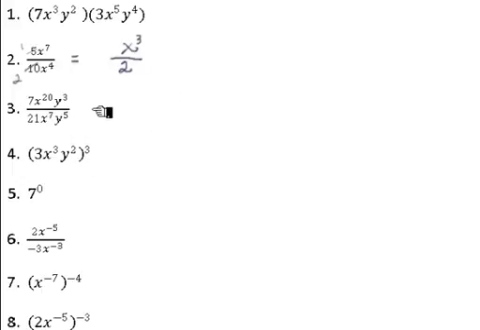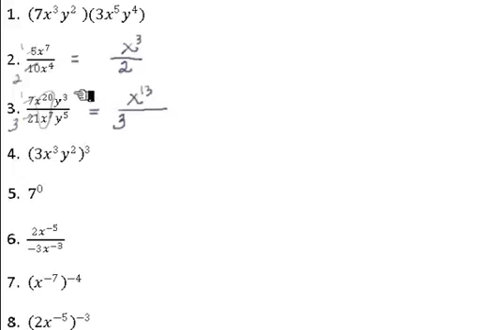Okay, in number 3, again, we're going to use the rule for dividing expressions with exponents. First let's simplify the 7 over 21. Let's divide top and bottom by 7. So we have a 3 in the denominator. Now let's look at x to the 20th divided by x to the 7th. Just subtract those exponents, 20 minus 7, and we have x to the 13th in the numerator.